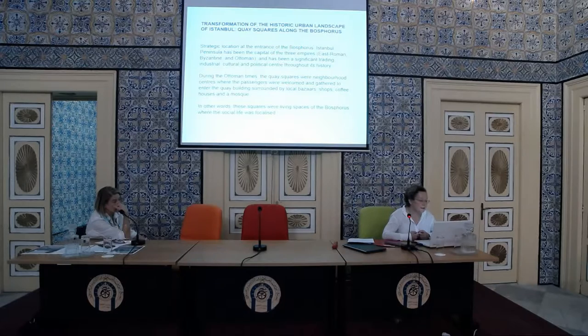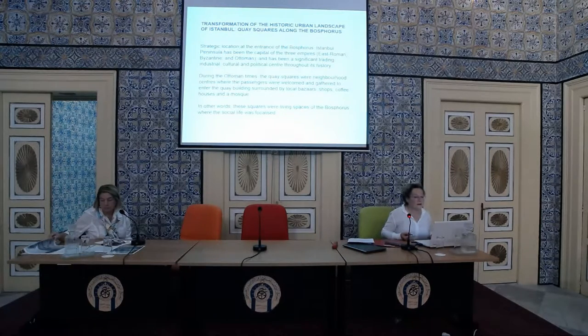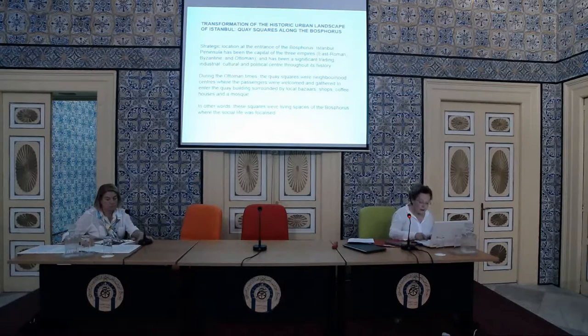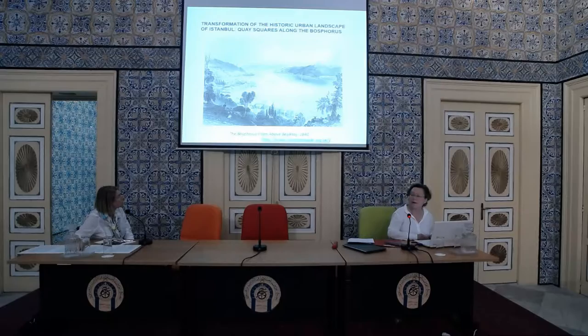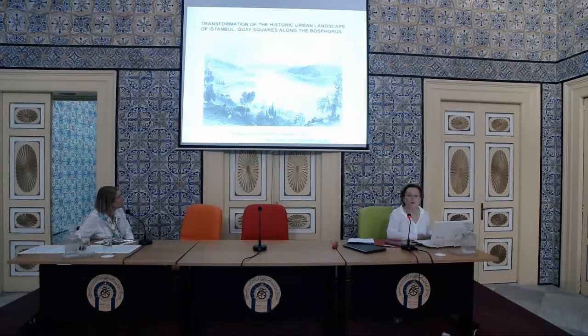During the Ottoman times, the Quay squares were neighborhood centers where the passengers were welcomed and gathered to enter the Quay building surrounded by local bazaars, shops, coffee houses, and a mosque. Quay squares served not only transportation purposes, but were also a very important gathering place for the local people. In other words, these squares were living spaces of the Bosphorus, where the social life was focalized. Here, some views from the history.